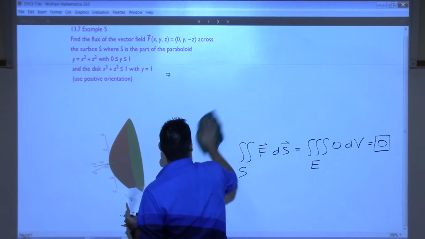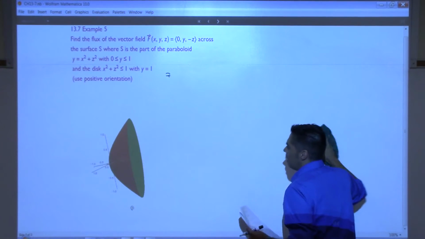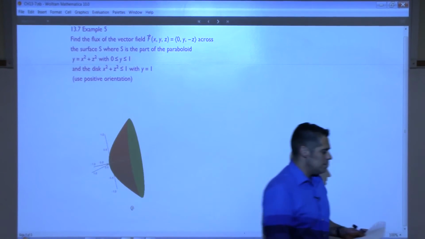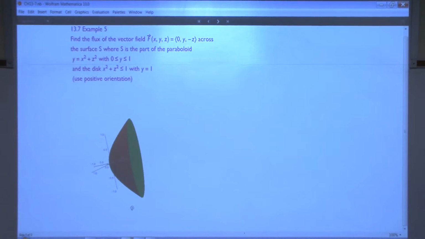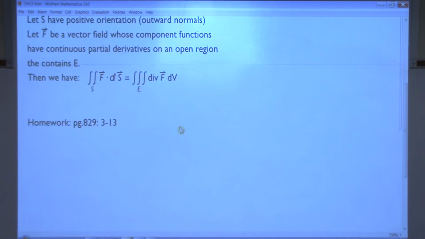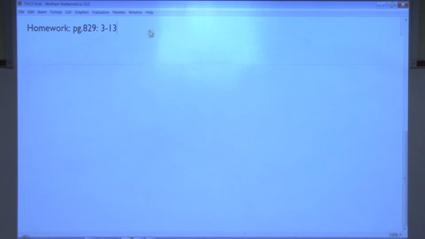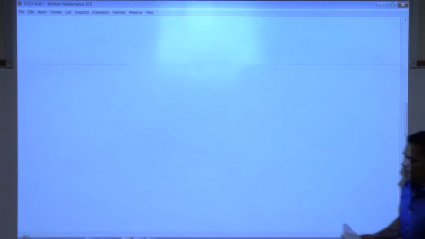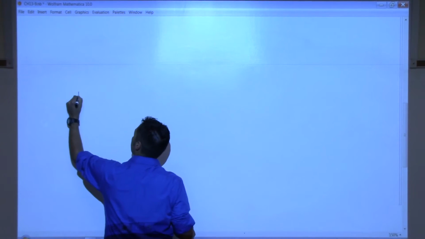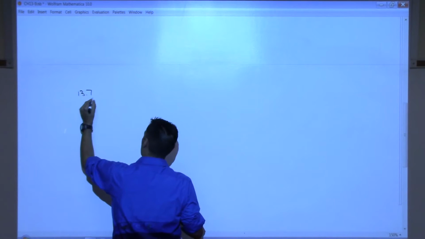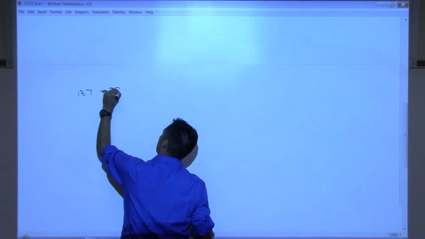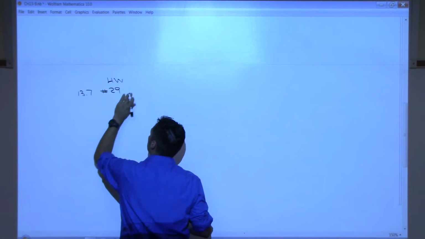Now, there was another problem that I did for your homework. Has anyone done the homework for 13.7? Yeah, of course you have. That's the homework for this section, but there was a homework problem, this is from 13.7, number 29 in the homework that I assigned.